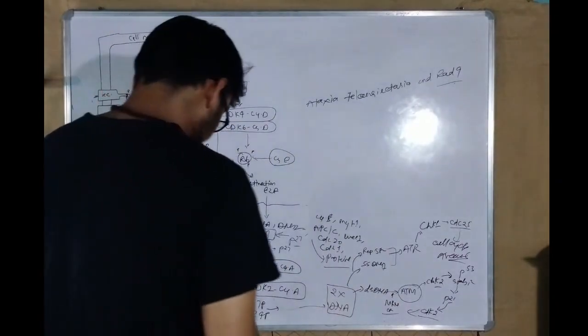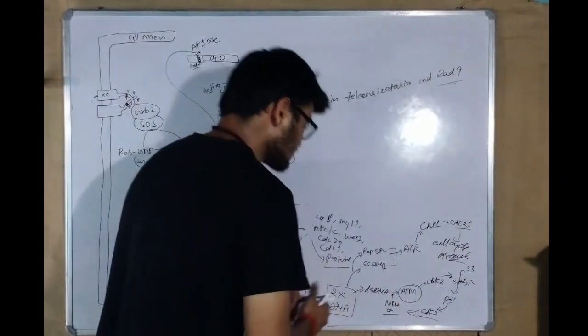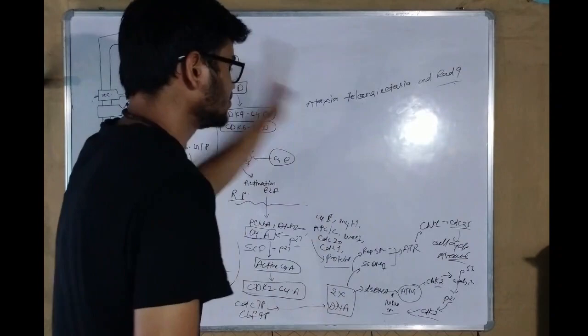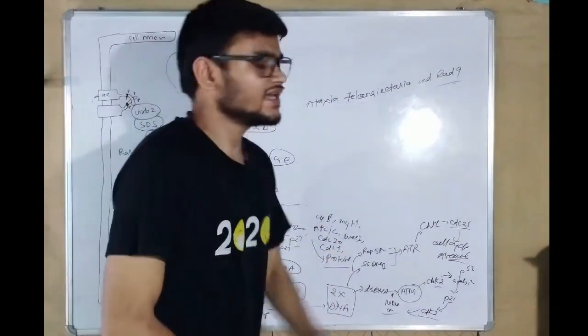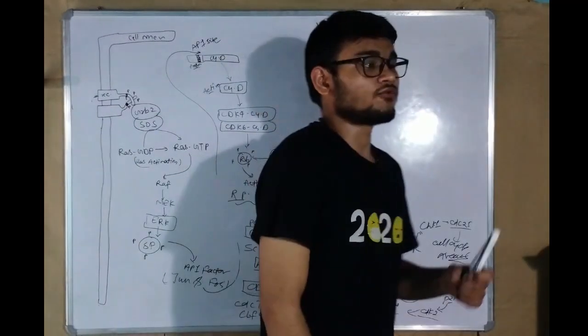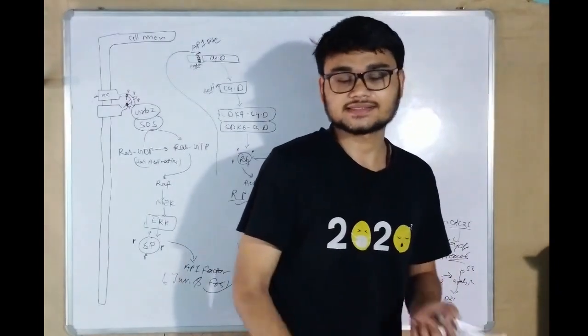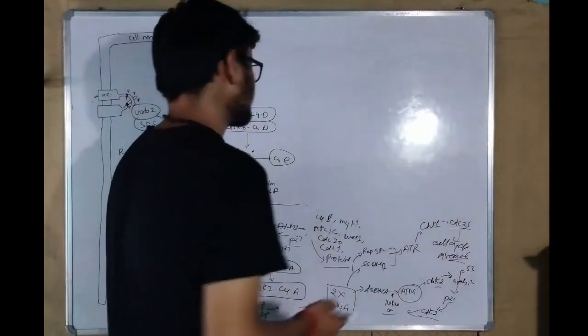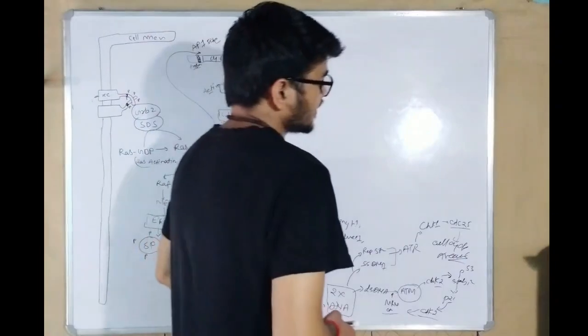Okay, so now let's see how the S phase will trigger the onset of the G2 phase or M phase. But if you ask me why the G2 phase is necessary, why it is present in the cell cycle, I don't know.